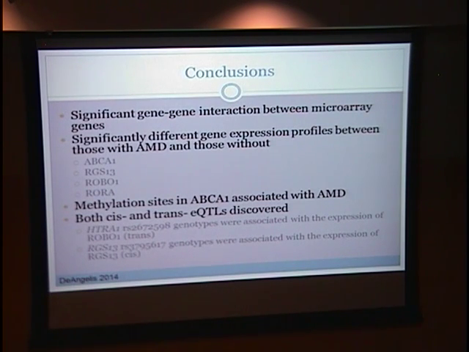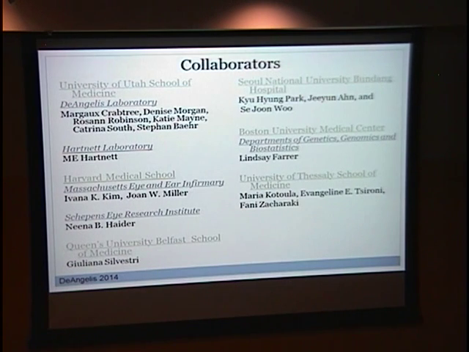So just to add proof of concept that this pathway might underlie age-related macular degeneration, we see significant gene-gene interaction. We've shown differences in expression profiles at the systemic level, also at the localized disease level. We've been able to show methylation for one of the genes, and we've been able to show cis and trans eQTLs. We're also doing RNA-seq, both on the cell lines and on the eye tissue.